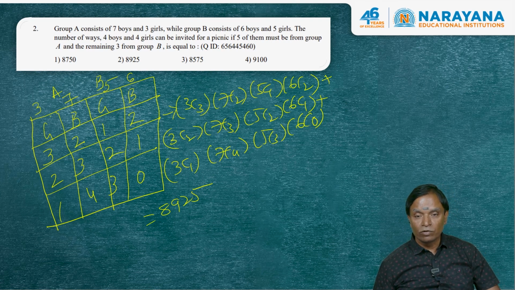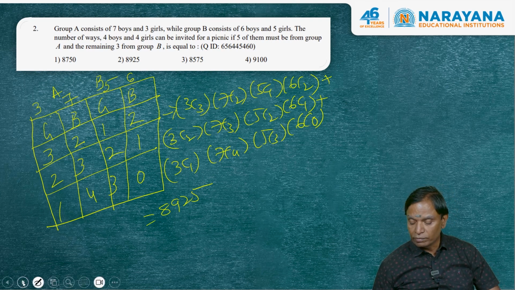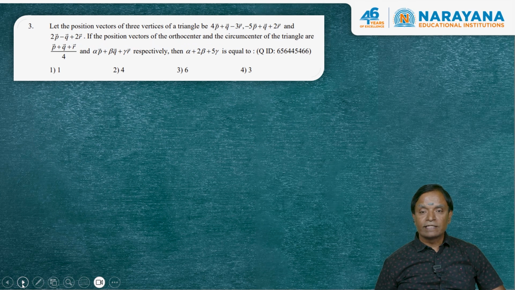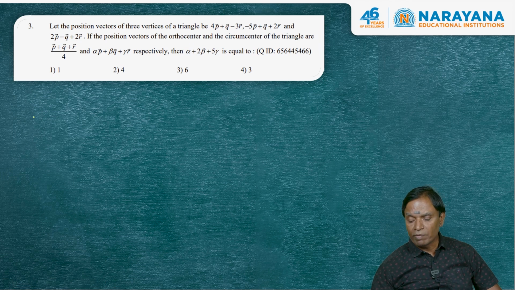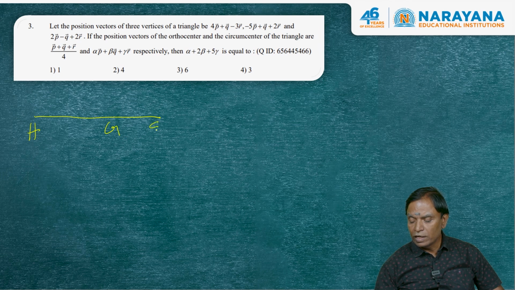Okay, let us go to the next problem. You are given the position vectors of the vertices. You are given the orthocenter and circumcenter. You are asked to find some value, as good as you find alpha, beta, gamma. All of you know that in a triangle, the orthocenter, centroid and circumcenter are collinear. This line we call Euler's line, and the centroid divides HS in the ratio 2:1.